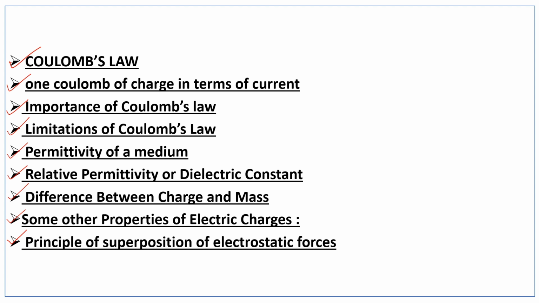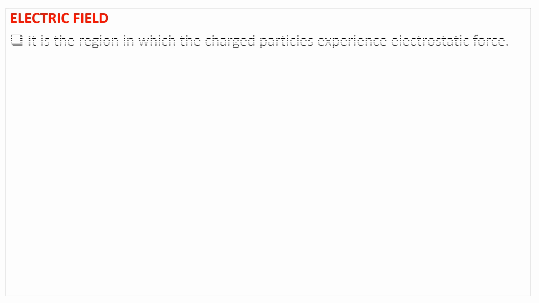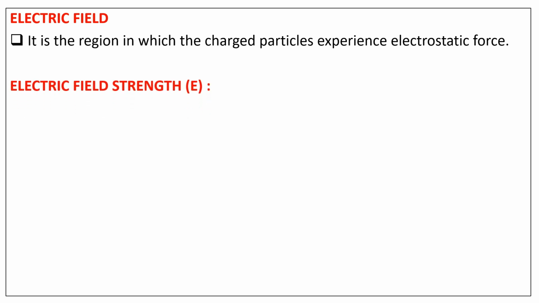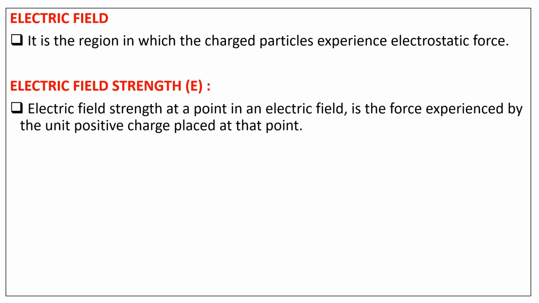Today, we start with electric field. Let's start. Electric field is the region in which charged particles experience electrostatic force. Electric field strength, E. Electric field strength at a point in an electric field is the force experienced by the unit positive charge placed at that point. E is equal to force by charge, that is, E is equal to F by Q naught.